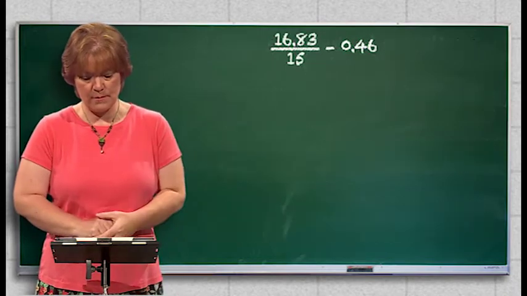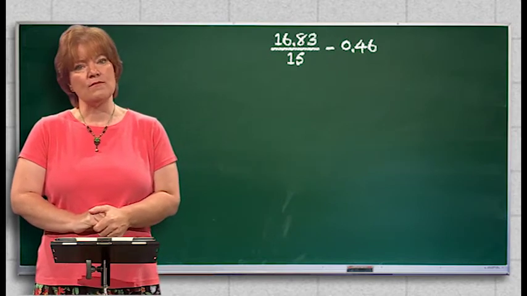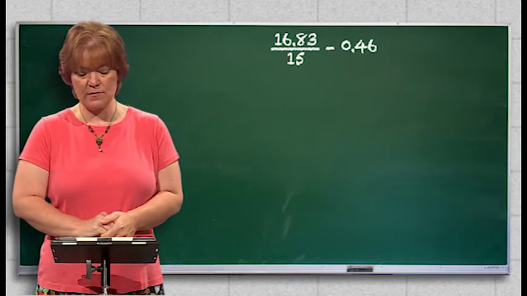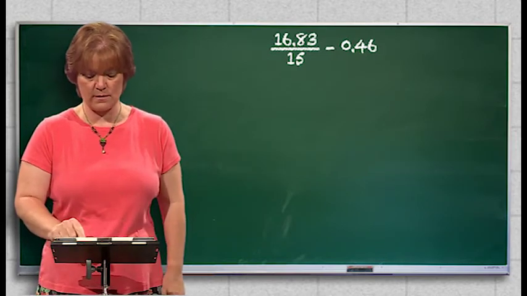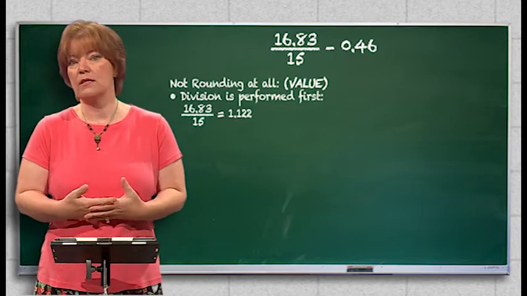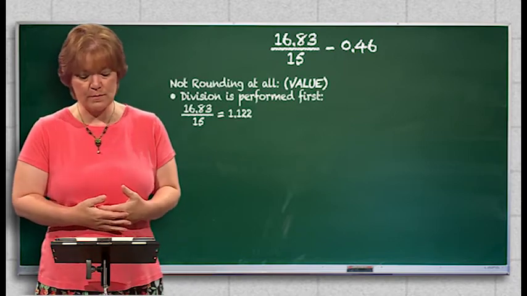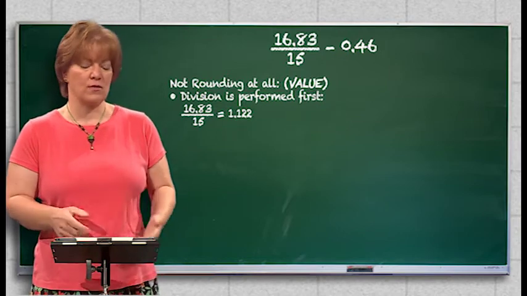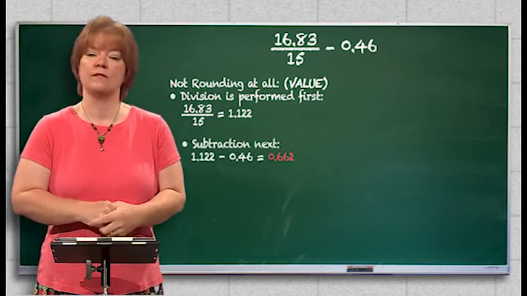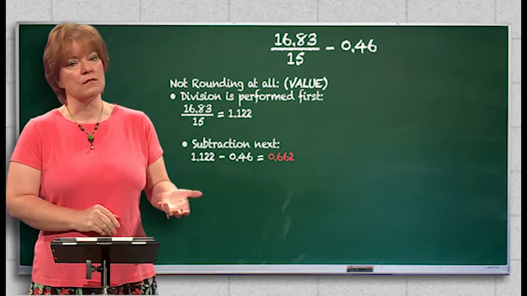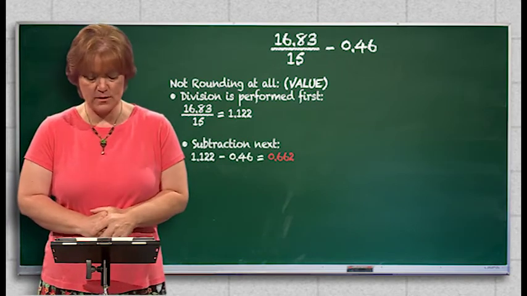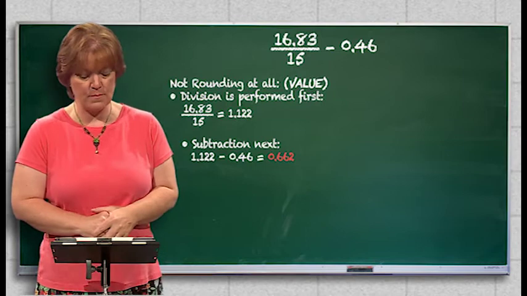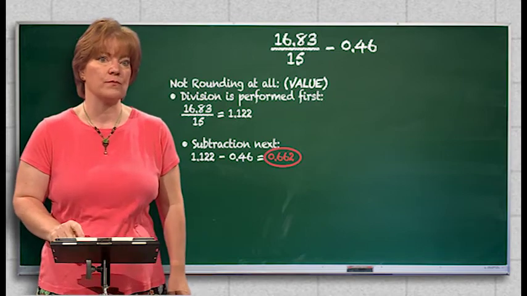Let me give you an example. So in this example, we have 16.83 divided by 15 minus 0.46. The first step in order of operation would be the division. Division comes before subtraction. So 16.83 divided by 15 is 1.122. And then the second operation would be subtracting it. So if I did not round, my answer would be 0.662.